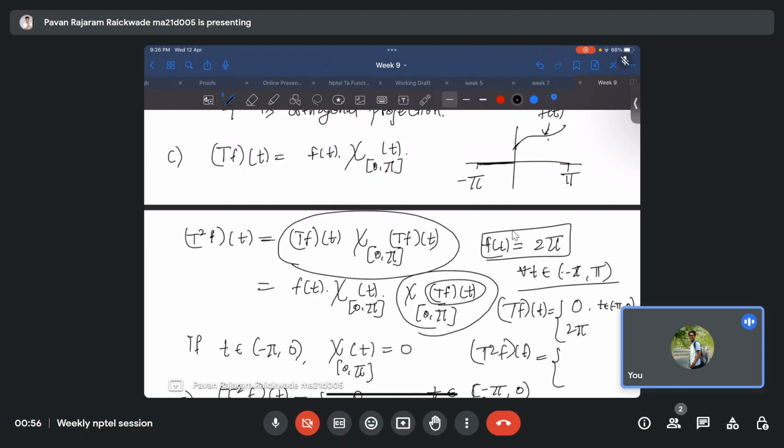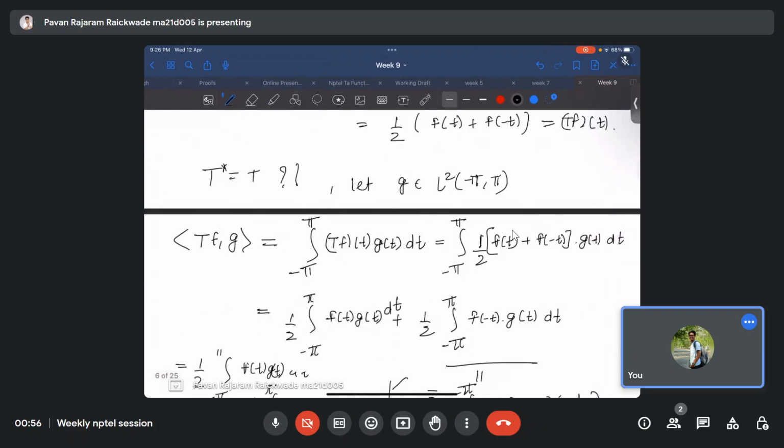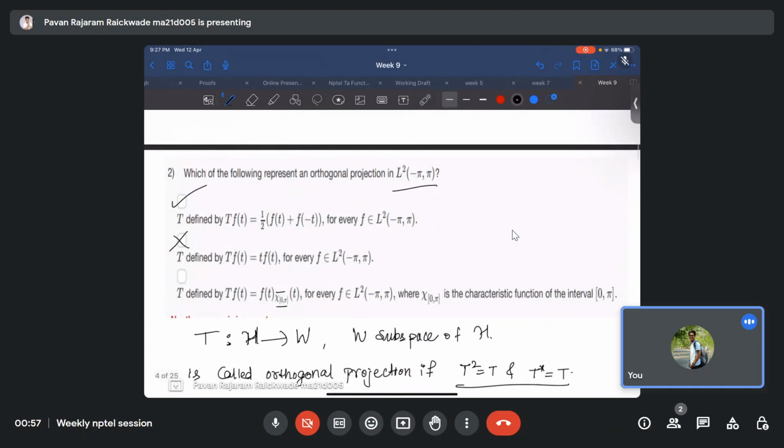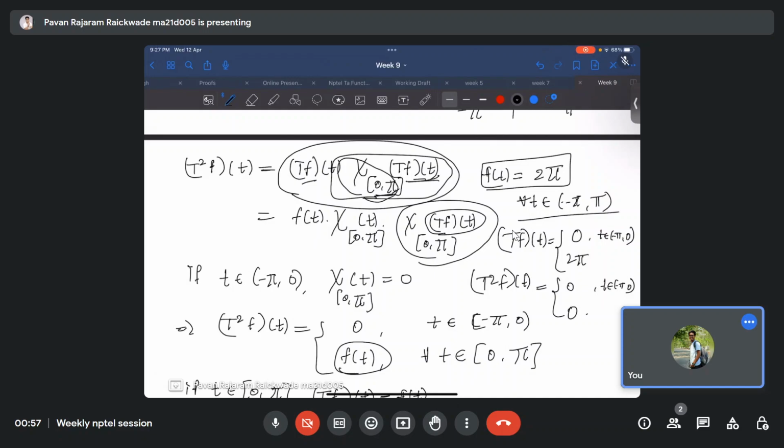Here we have to check: Tf at t into the characteristic function of Tf at t. If t belongs to minus pi to 0, we have Tf at t as 0. So this characteristic function will give us 1, but Tf of t is 0 again, so it will be 0, no problem. And then in 0 to pi, we get this characteristic function because Tf at t is 2 pi, so it's outside of this domain. Is there any condition on the image of the function f? No condition, absolutely no condition. So now this will give me 0 because my Tf is outside of this interval, hence this will again be 0. So it will be a constant 0 function, which is not equal to Tf.